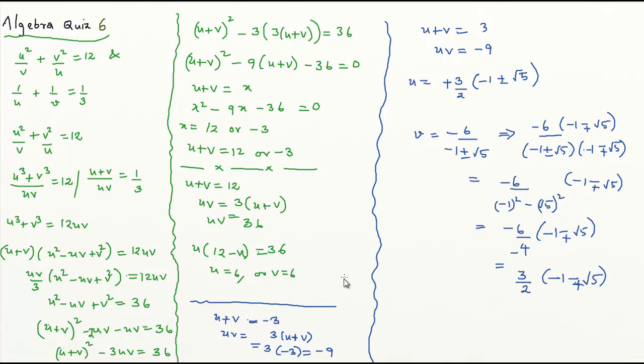So now we've got 3 different solutions. u is equal to 6 and v is equal to 6. You've got u is equal to 3 over 2 times minus 1 plus or minus square root of 5, and v is equal to 3 over 2 times minus 1 minus or plus square root of 5. So as expected, in this problem, the intersection of the curves has got 3 points.